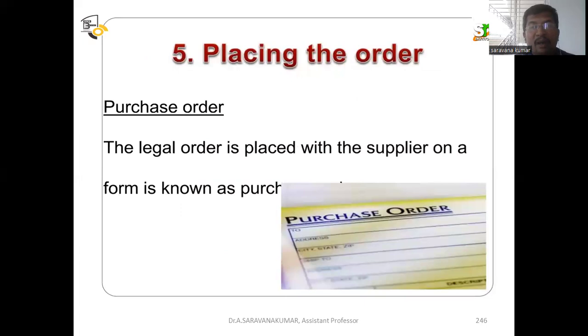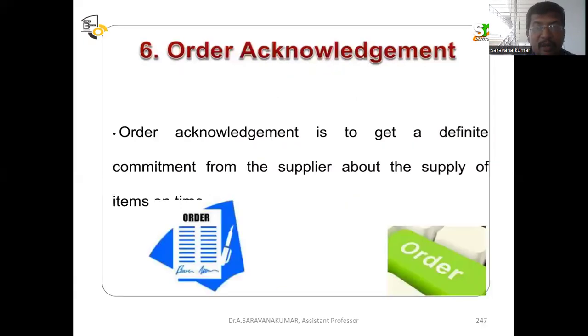Then you are going to place the order, the purchase order. The legal order placed with the supplier on a form is known as a purchase order. You can see that picture. Order acknowledgement: it is to get a definite commitment from the supplier about the supply of items. So these are the items I am going to purchase.